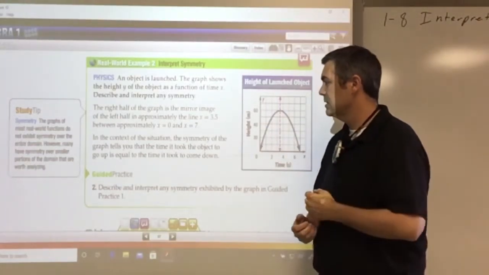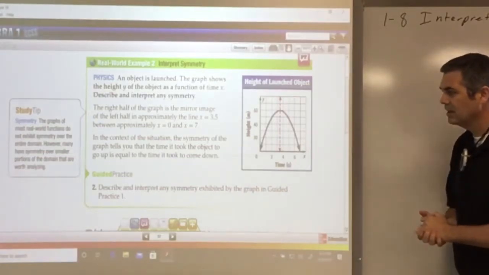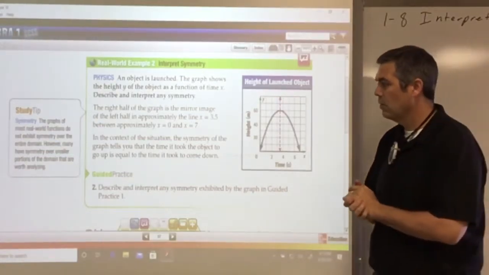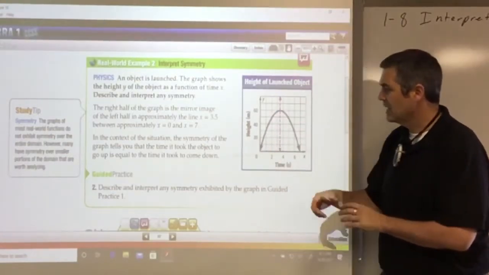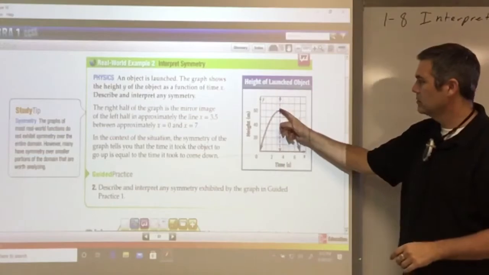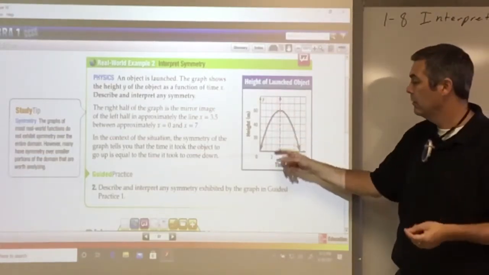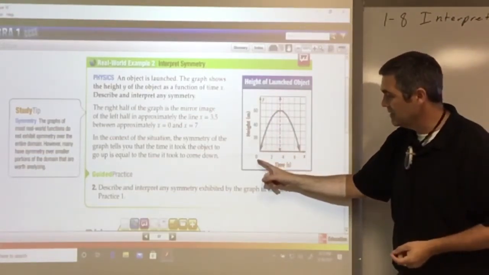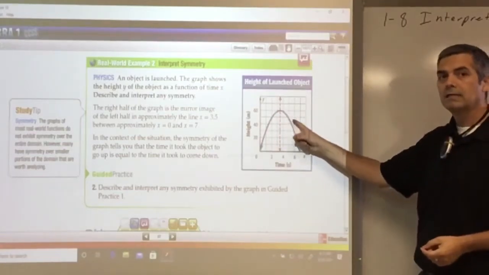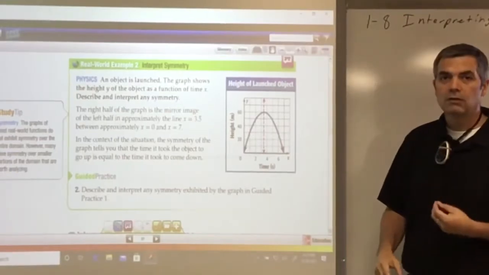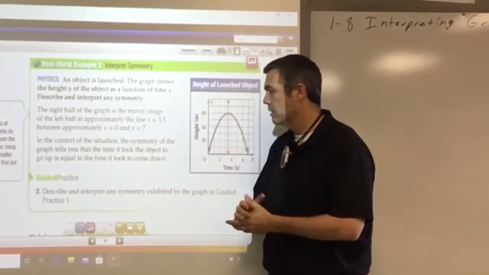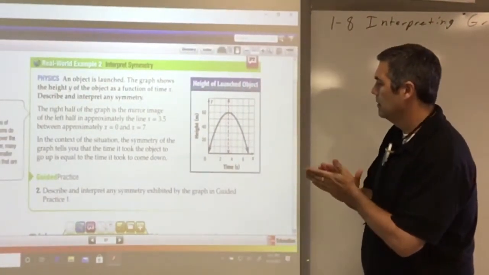In the context of the situation, the symmetry of the graph tells you that the time it took the object to go up is equal to the time it took it to come down. So right here is the peak at which it starts to come down. And they said, hey, right there, it took the exact same amount of time for it to go up as it did to come down. So this 3.5 is your line of symmetry. That's what it's talking about, okay?